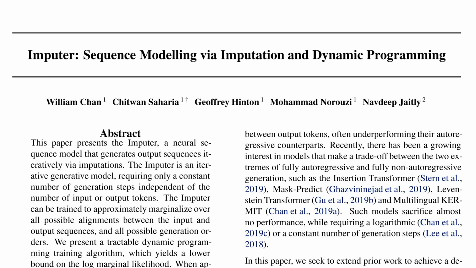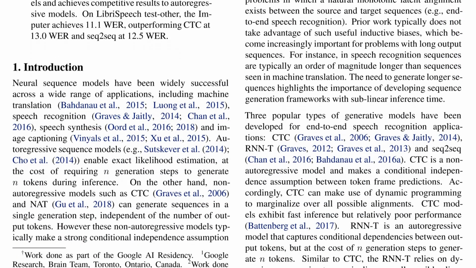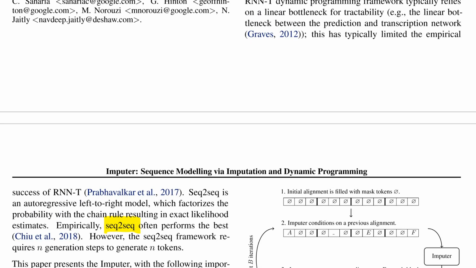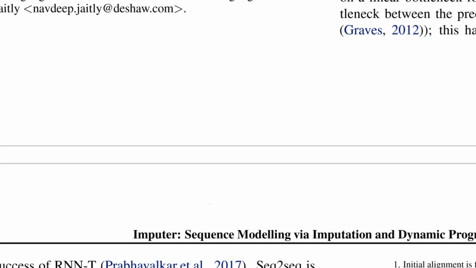Hi there. Today we're looking at the Imputer: sequence modeling via imputation and dynamic programming by William Chan, Chitwan Saharia, Geoffrey Hinton, Mohammad Norouzi, and Navdeep Jaitly. This is a model to perform sequence-to-sequence tasks. Now, sequence-to-sequence tasks are very, very common in NLP, but in this case, it's kind of a subset of sequence-to-sequence tasks.